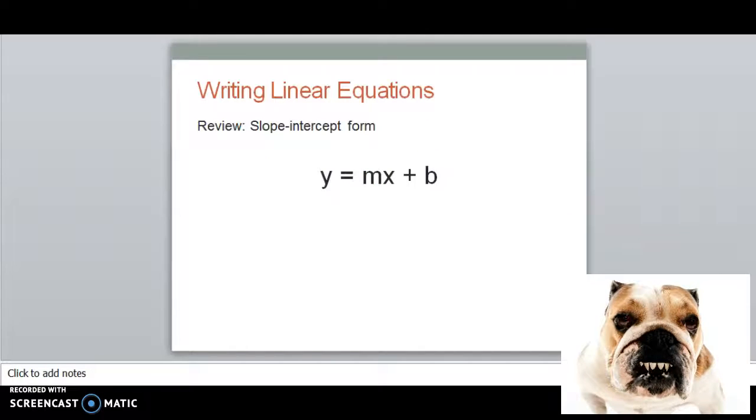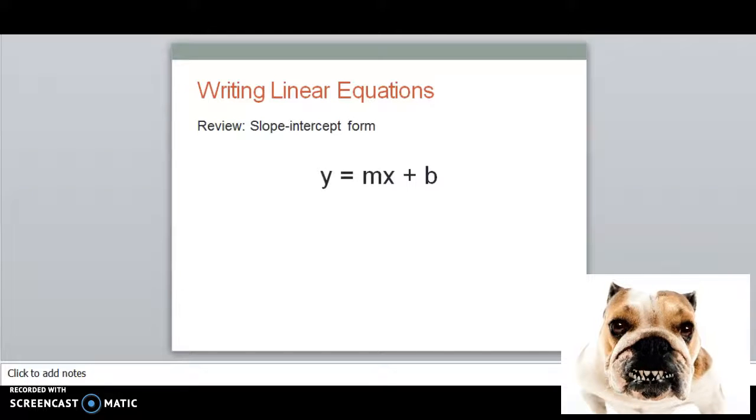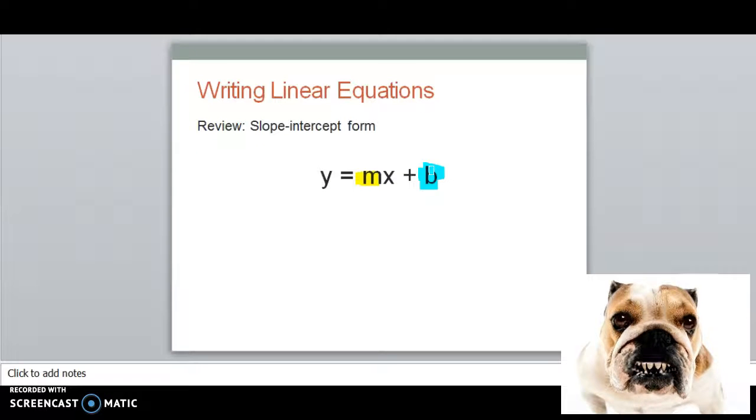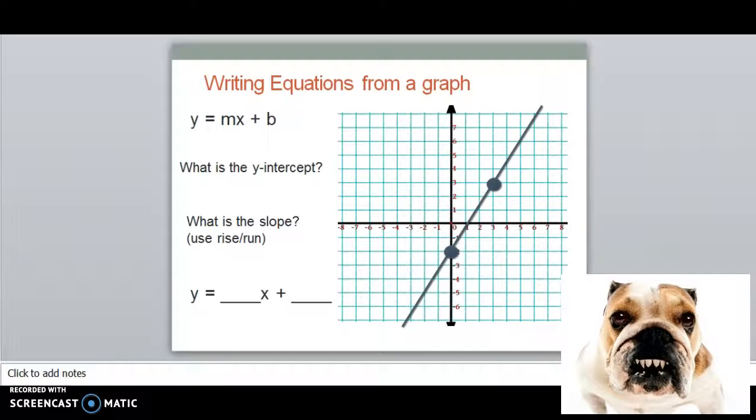So as a review, slope-intercept form is y equals mx plus b. M represents our slope, while B represents our y-intercept, where the line crosses the y-axis. So in our last unit, you were graphing the equation based on slope-intercept form. Now what we're going to do is I'm going to give you the line, and you're going to have to write the equation in slope-intercept form.